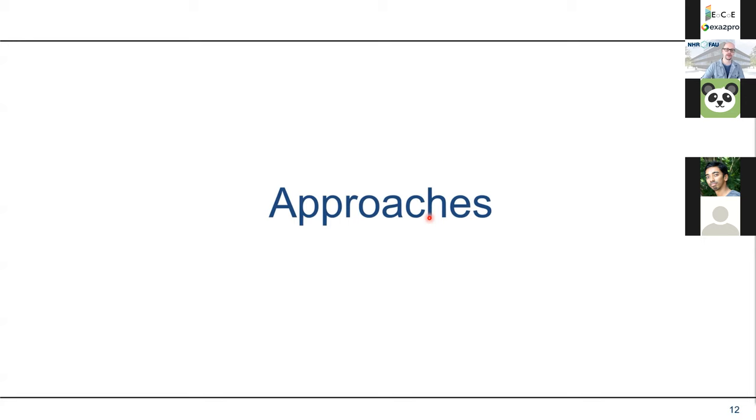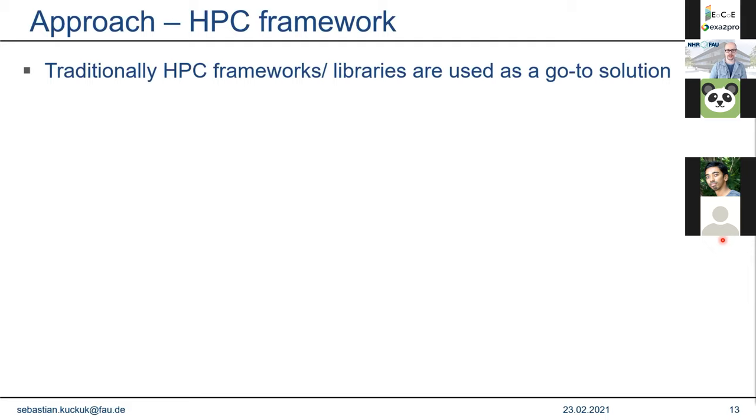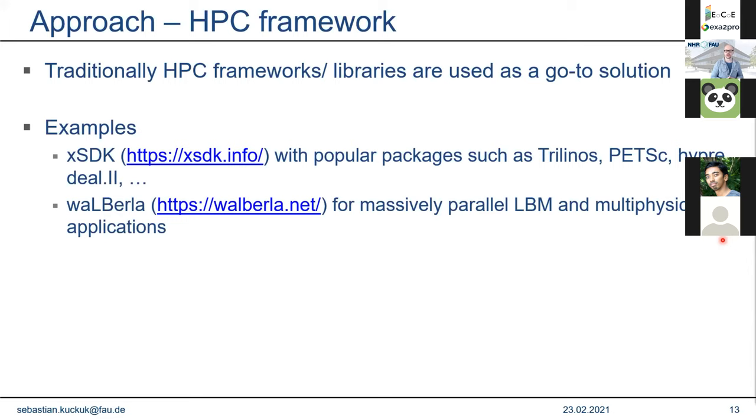Okay. So what are typical approaches? On the one hand, traditionally, if you want to raise the level of abstraction, you implement an HPC framework or library. Examples for that can be seen in the Exascale Software Development Kit (xSDK) from the US, which is a more or less recent development. They try to summarize different packages, such as Trilinos, PETSc, hypre, deal.II, and many more. And what's special about them is they require every package to fulfill a set of guidelines. So the code needs to be documented, it needs to be tested, there needs to be a mailing list, or at least some way to reach the developers, and so on. And this is rather nice.